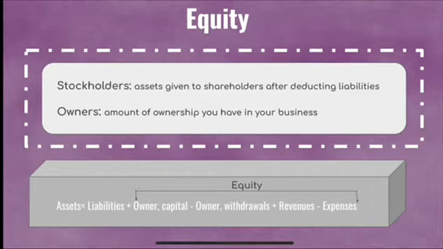Stockholders' equity, also known as shareholders' equity, is the amount of assets given to shareholders after deducting liabilities. Owner's equity refers to the amount of ownership you have in your business. You can calculate owner's equity by subtracting your liabilities from your assets. Owner's equity shows how much available capital your small business has.